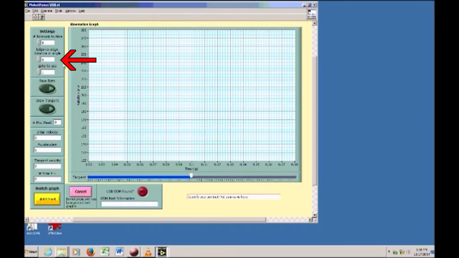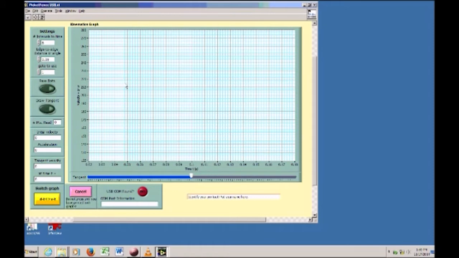We also need to fill in this edge-to-edge distance. What that is, you take a ruler and measure from the leading edge of one black line to the leading edge of the next black line. So from one edge of the black line to the same edge on the next black line over, front edge to front edge. You measure that with your ruler. On my picket fence, it's 5 centimeters, but this number needs to be filled in meters, so I put in 0.05 meters for 5 centimeters.